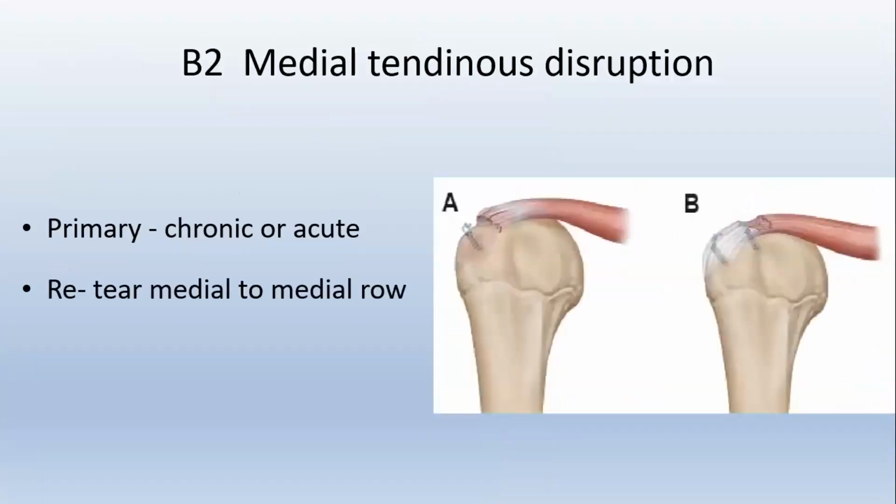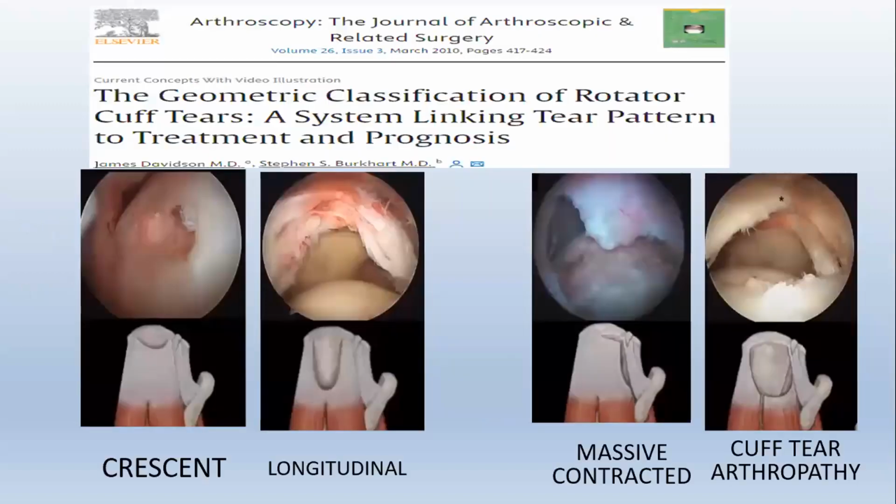In B2, that is medial tendinous disruption. It can be primary, that is chronic or acute. In type A, the tear would be near the footprint. In type B, the tear would be at the musculotendinous junction. So depending upon the Davidson and Burkett's classification, the tear pattern is classified into crescent type, longitudinal, massive contracted, or cuff tear arthropathy.